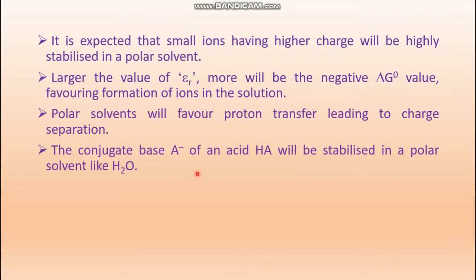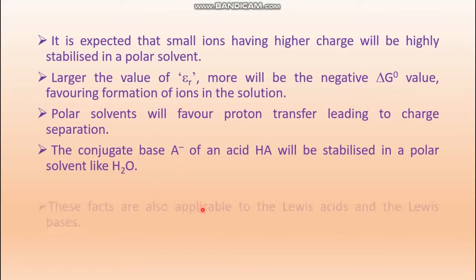The conjugate base A- of an acid HA will be stabilized in a polar solvent like H2O. Suppose you take HCl as the acid; its conjugate base would be Cl-, and that Cl- would be stabilized by a polar solvent like water. Water has a positive pole and a negative pole, so the positive poles will be headed towards the negative ion, that means the chloride ion.